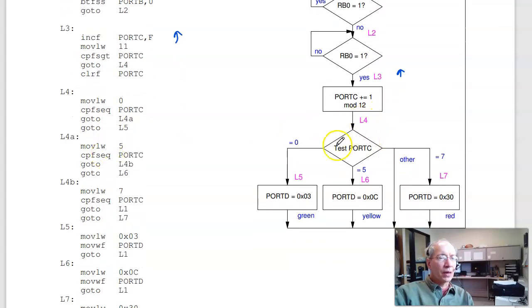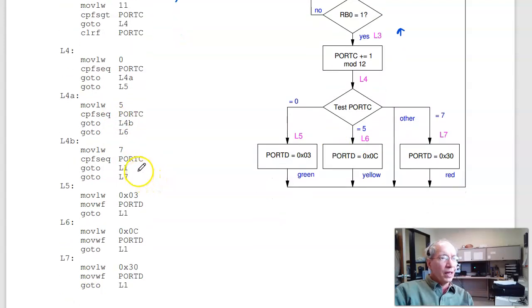At label 4, I want to test port C if it's equal to 0, 5, 7, or other. For the first one, for 0, I'll move 0 to W, compare, skip if equal to port C. If it's equal, I skip. Jump to label 5, otherwise go to the next test. Move 5 to W, check to see if port C is equal to 5. If so, I skip. Go to label 6, otherwise do the next test. If port C is equal to 7, I skip, go to label 7, otherwise go back to label 1. That's up here.